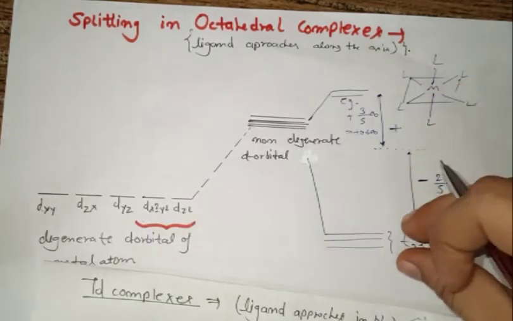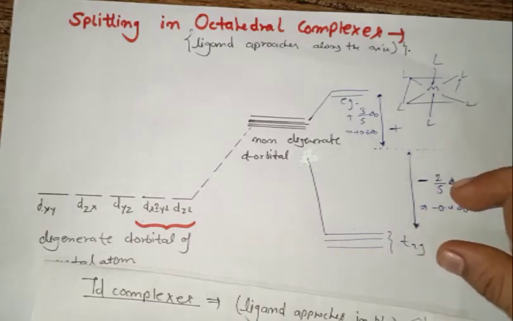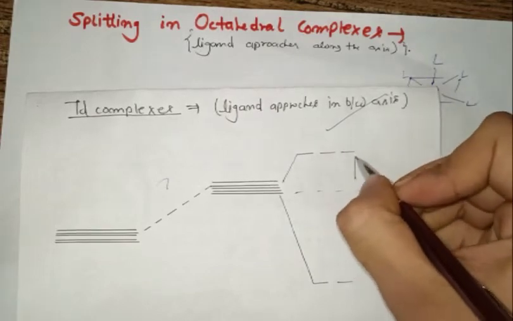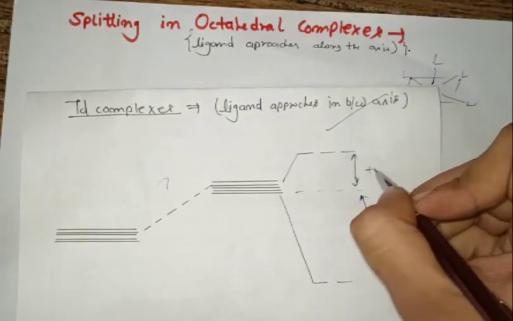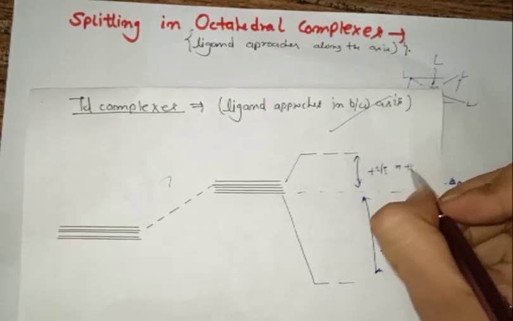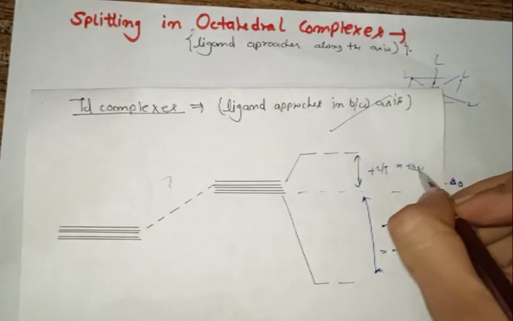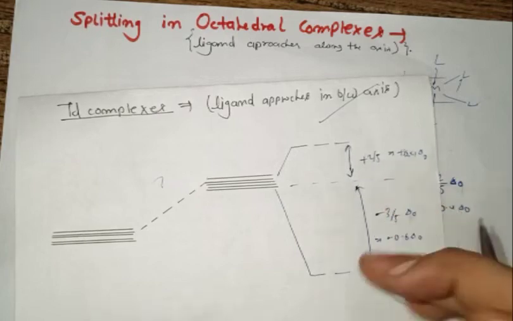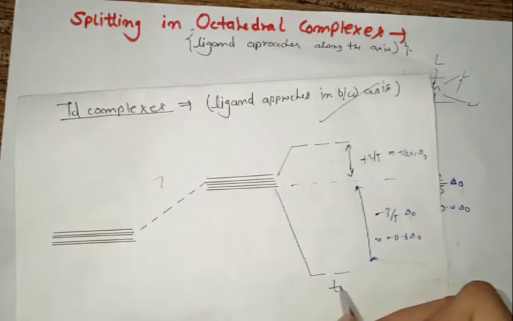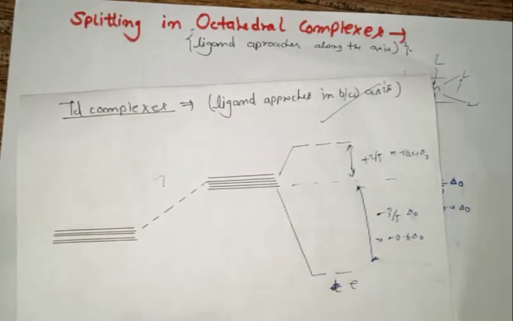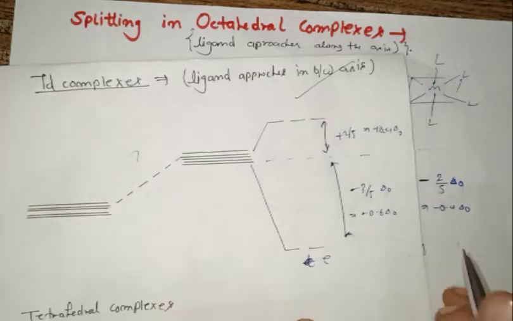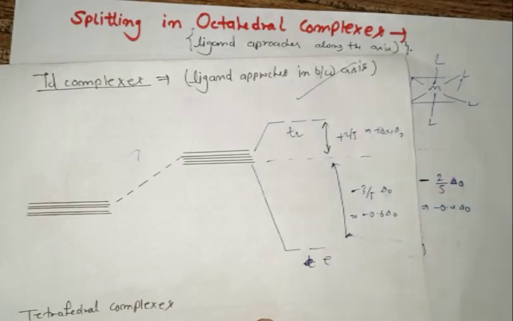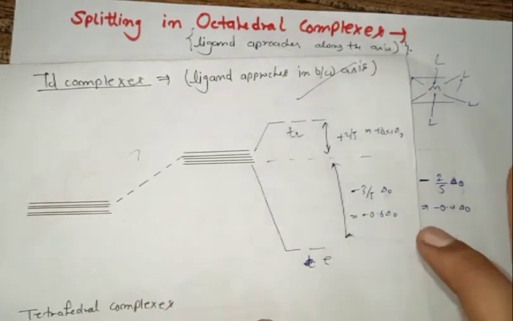What was it for these 3 t2g? The energy gap was minus 2 by 5, a decrement with the negative sign. Now it is increasing, so it will be plus 2 by 5, positive 0.4 delta O. And one more thing, over here we will write e, not eg. For the tetrahedral complex we write only e, not the g, and we write t2, not t2g. We have written t2g and eg for octahedral; over here we will write t2 and e.